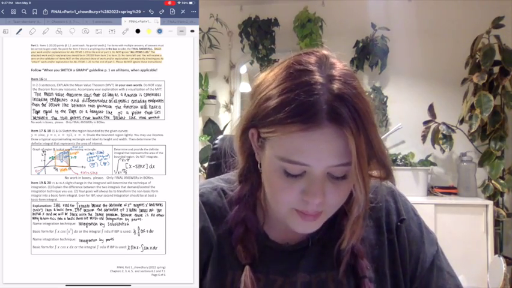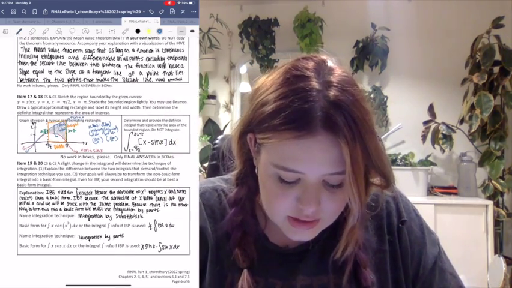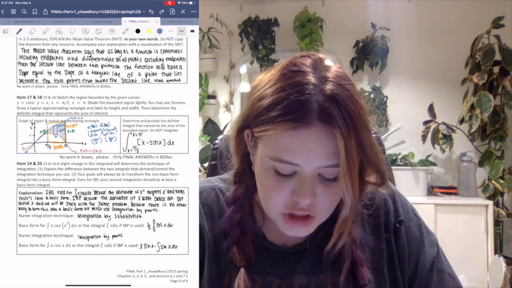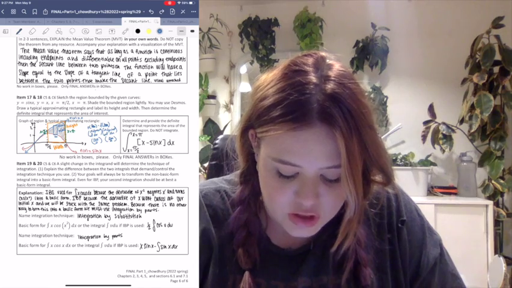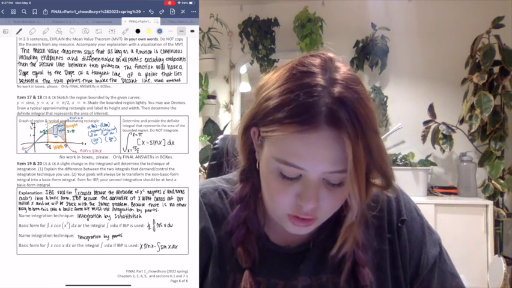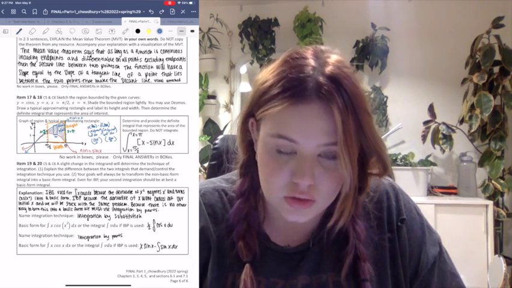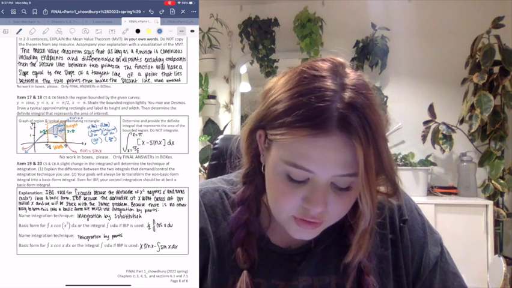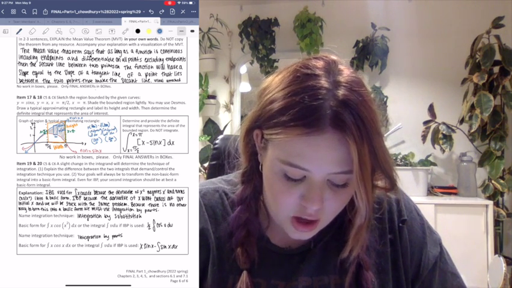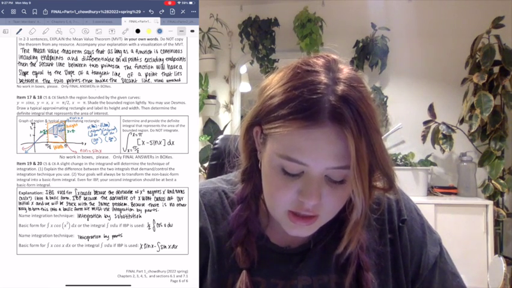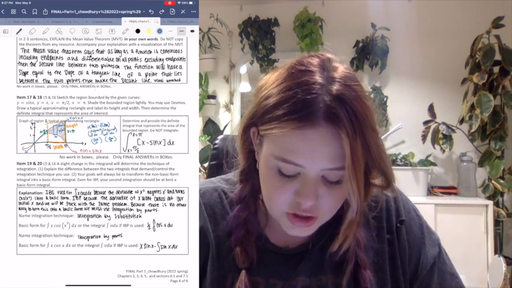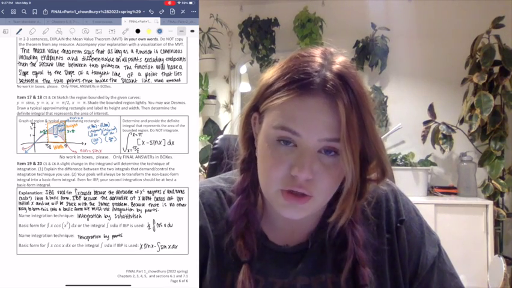Then for items 19 and 20, you wanted us to validate both of them. You said a slight change in integrand will determine the technique of integration. So explain the difference between the two integrals that demand the integration technique that you'll use. Your goal will always be to transform the non-basic form integral into a basic form integral. Even in integration by parts, your second integration should be at best a basic form integral.